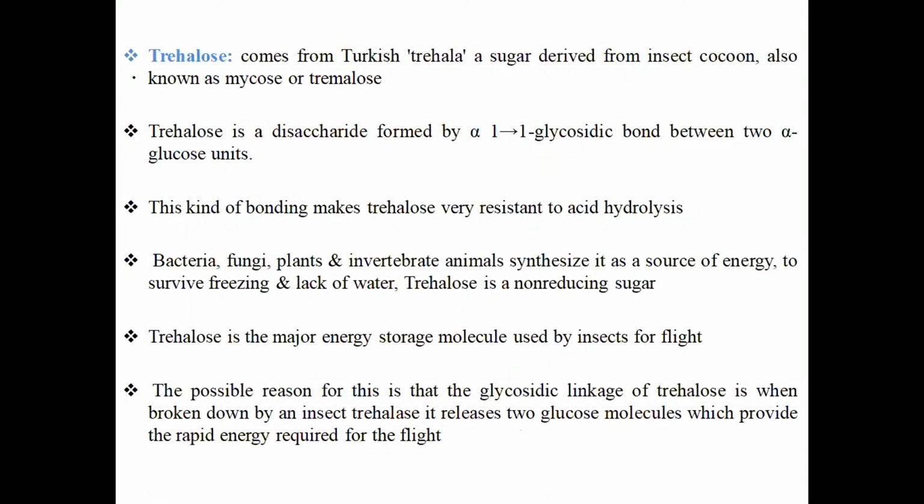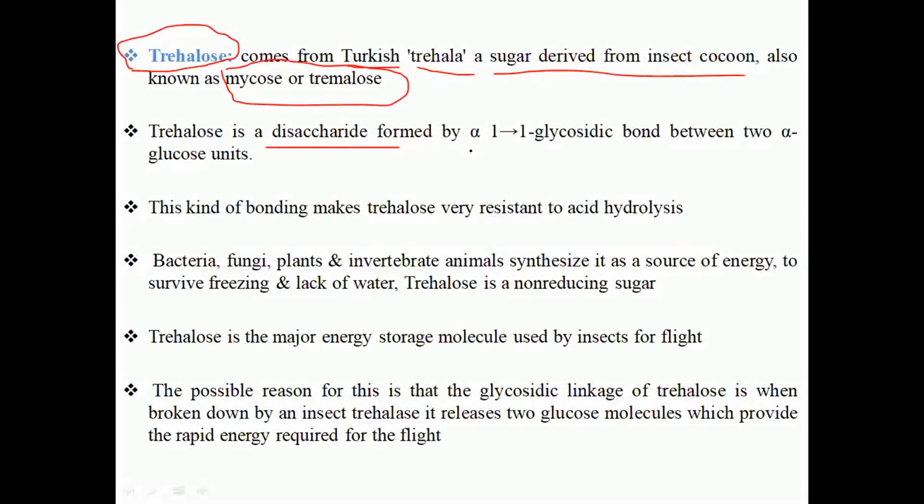Next is trehalose. Trehalose is another important disaccharide. Trehalose comes from a Turkish word trehala, which means a sugar derived from insect cocoon. It is also known as mycose or tremalose because it is found in fungi. Trehalose is a disaccharide formed by an alpha 1,1 glycosidic bond or linkage between two alpha glucose units.